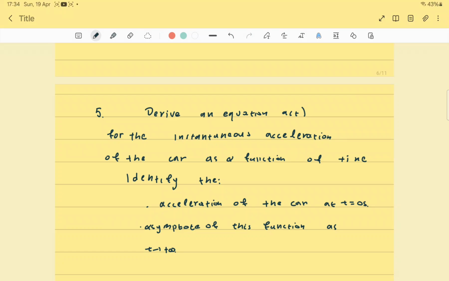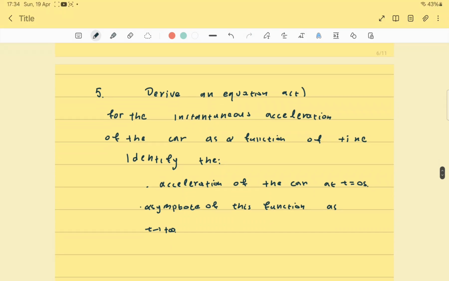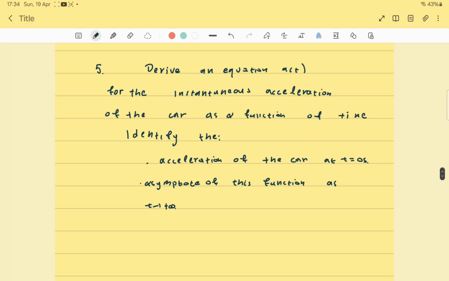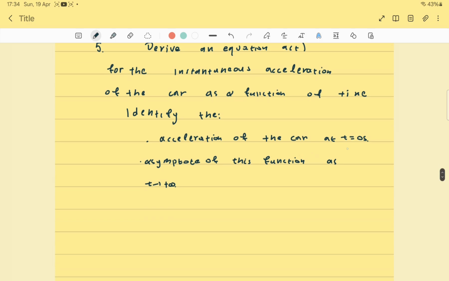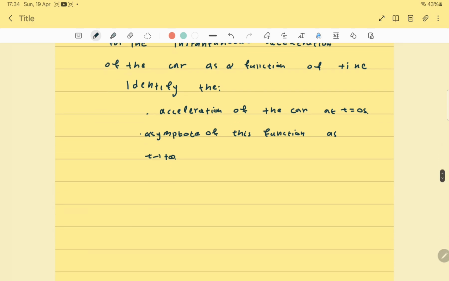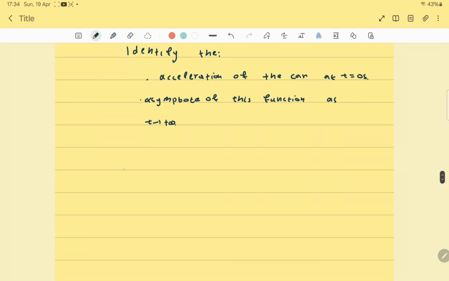Let's go to question number 5. We want to derive an equation for the instantaneous acceleration of the car as a function of time. And we want to identify the acceleration of the car when t equals 0 and the asymptote of the function as t goes to infinity.